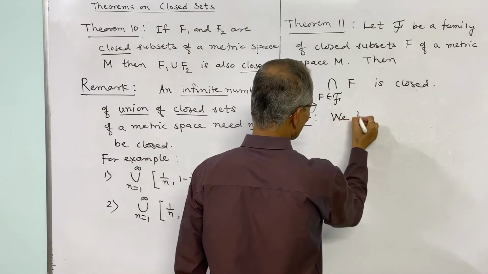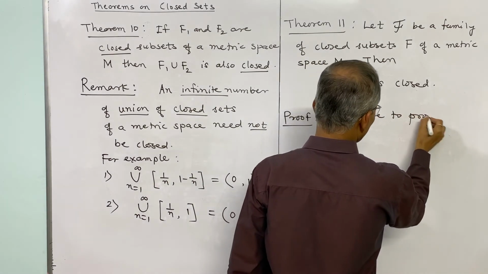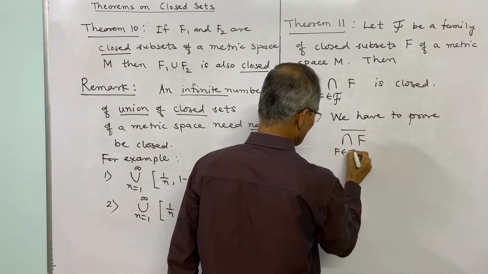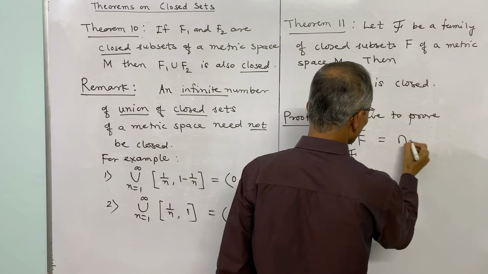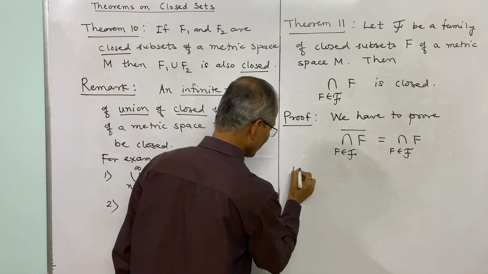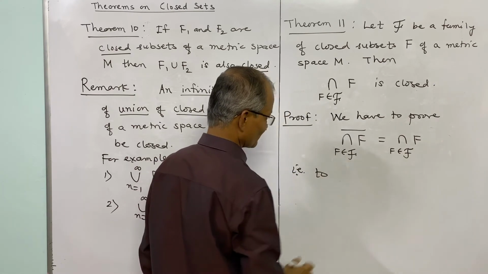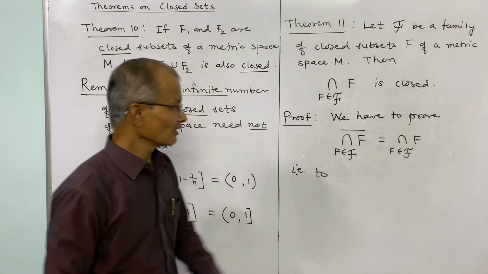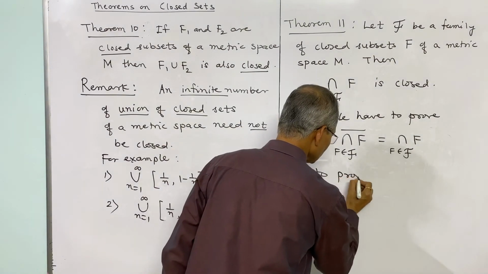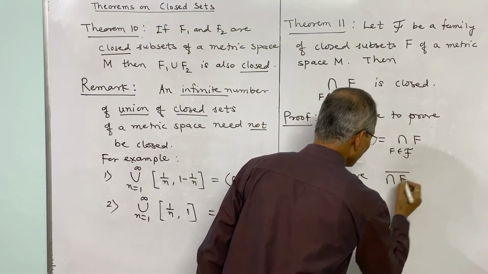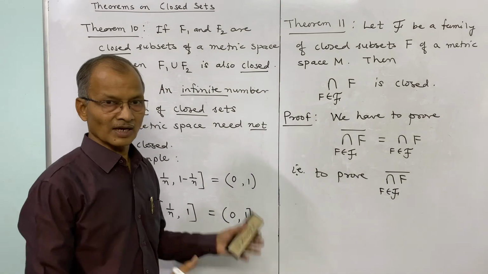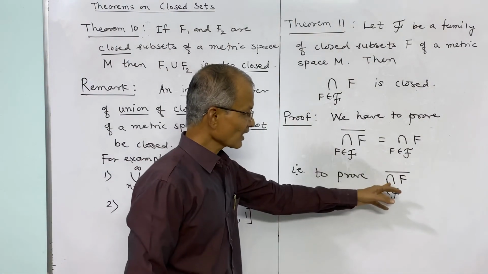We have to prove that the closure of this is equal to the same set. To prove this, we only need to prove that the closure is a subset of the set, because the other side is always true: a set is a subset of its closure. That is, to prove the closure of the intersection of F belongs to the family F. A family of closed subsets means a collection of closed subsets, and we are taking the intersection of this.